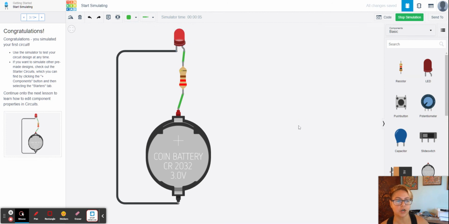Okay. So those are the parts of the circuit that I wanted you to understand today. And let me know if you have questions. Thank you so much.